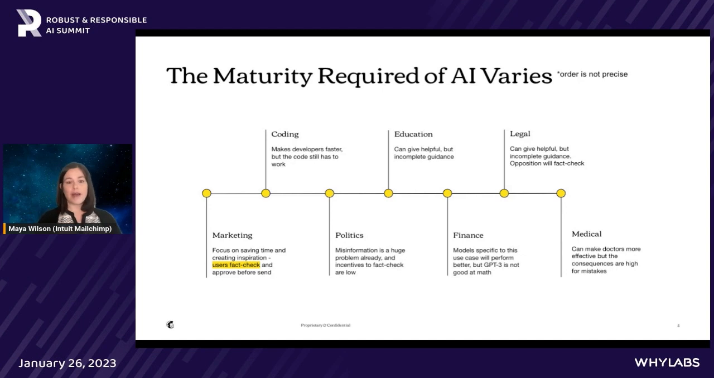As you move farther right, legal, finance, medical applications, the stakes get higher. Facts matter more in these applications. And while I think the future is very bright for these unique applications, we're not quite there yet. I think it's important to recognize that the maturity required of this AI isn't there for these kind of more autonomous, more specialized places where getting facts wrong can really impact people's lives.